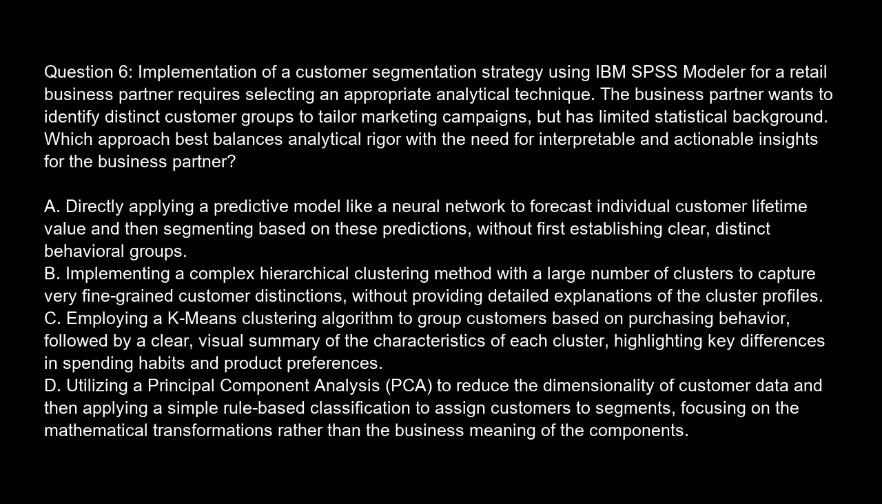Option C. Employing a k-means clustering algorithm to group customers based on purchasing behavior, followed by a clear, visual summary of the characteristics of each cluster, highlighting key differences in spending habits and product preferences. Option D. Utilizing a principal component analysis, PCA, to reduce the dimensionality of customer data, and then applying a simple rule-based classification to assign customers to segments, focusing on the mathematical transformations rather than the business meaning of the components.